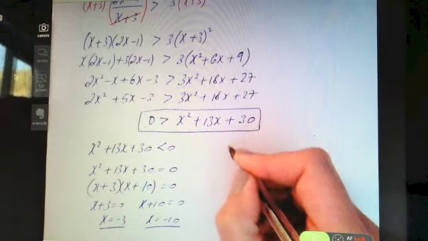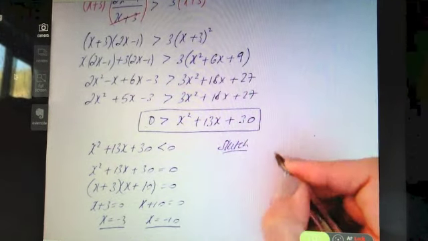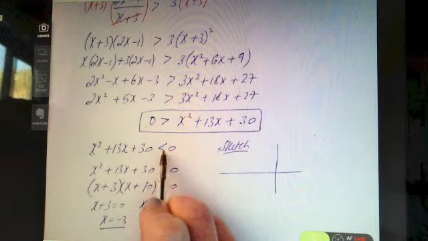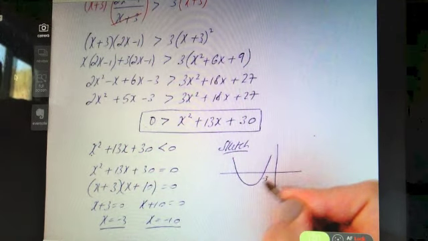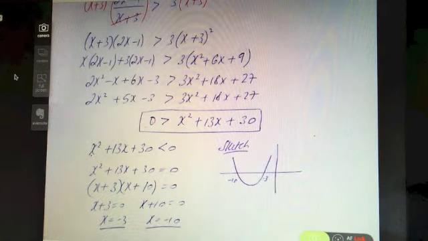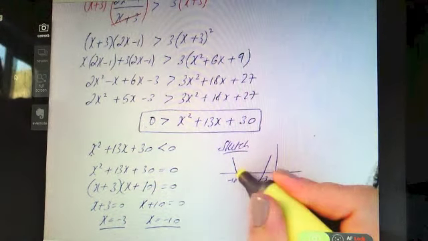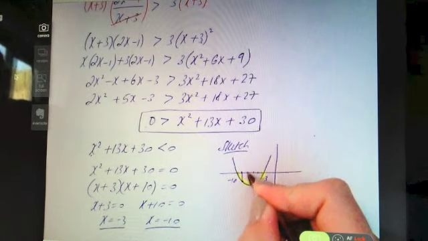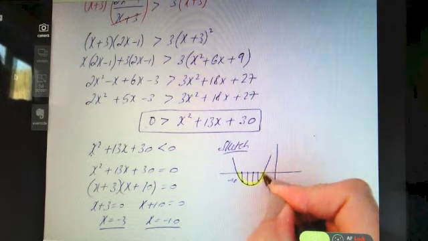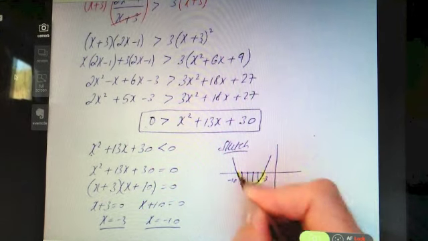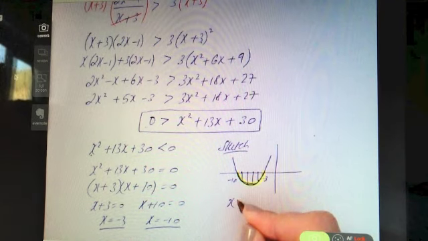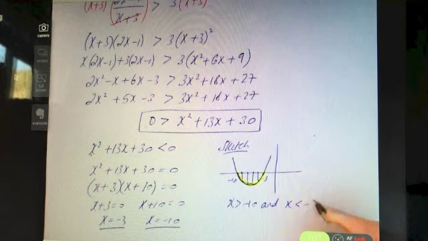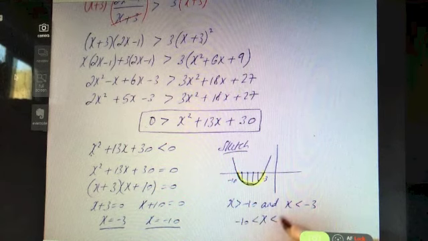Okay, so I'm going to either sketch or test. I'll do both. So −3 and −10, it's a U shape, of course, and I want when it's less than 0. So let's say that's −3 and that's −10. I want when it is less than 0, so it is less than 0 down here. In other words, it's going to be these values in between that give the corresponding y values down here on this lower part of the curve below the x-axis. So it is when x is greater than −10 and less than −3.